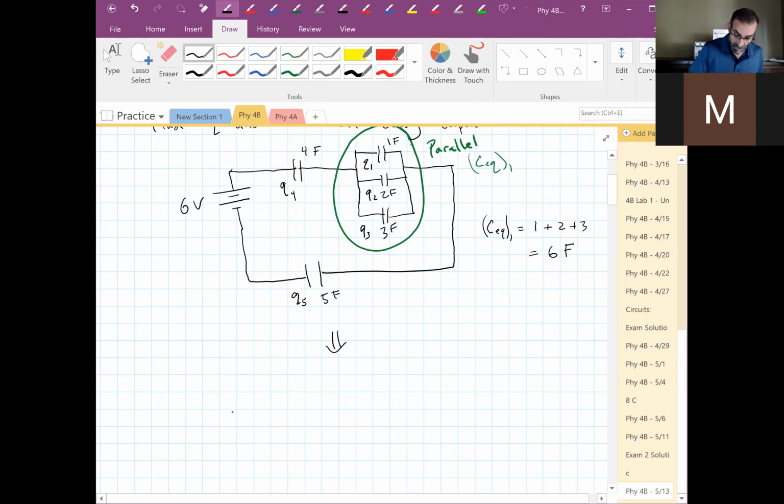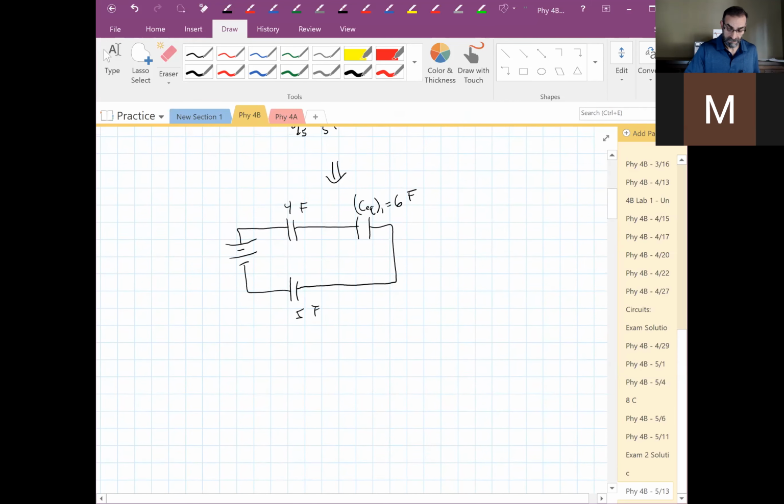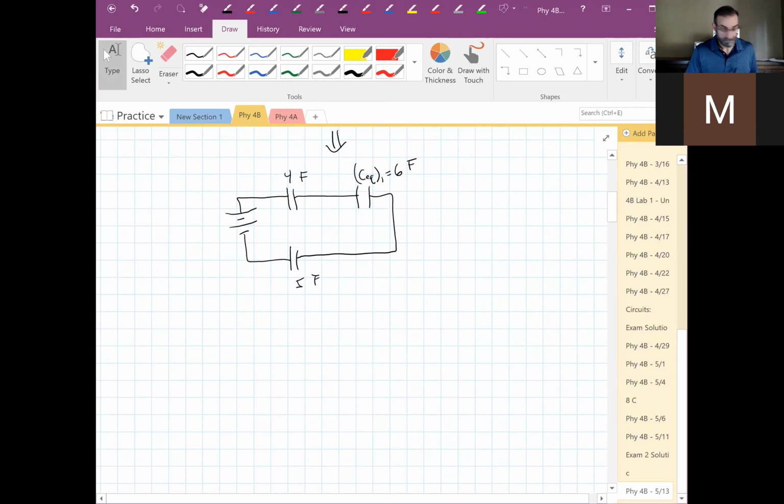So I can redraw this circuit, right? Hopefully you're one step ahead of me. Haven't done anything with the 4 or the 5 yet. But I've changed those 3 into one equivalent capacitor. So now these are in series, right?